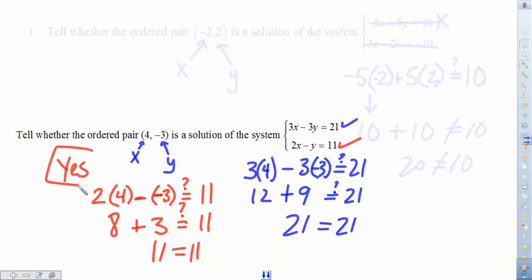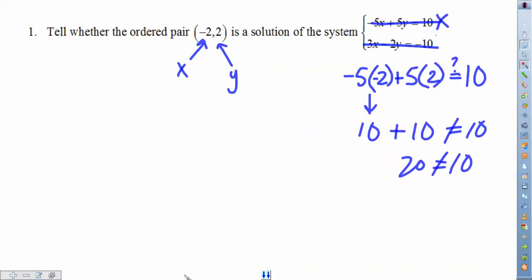So don't forget this part. I kind of forgot that when we finish this up here. That's a yes. This one here, because it didn't work for the first one, that is a no.